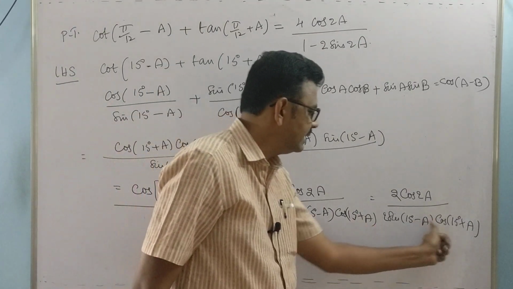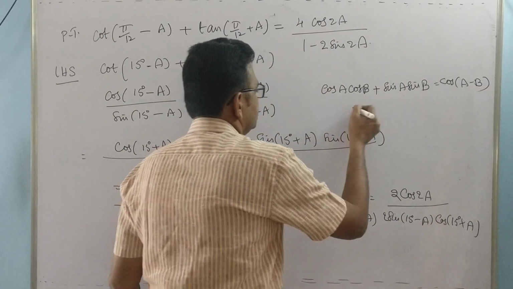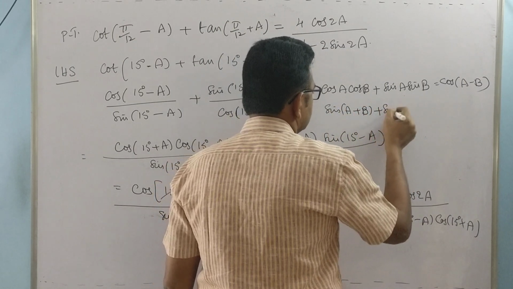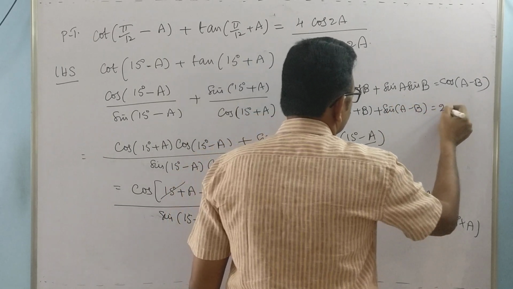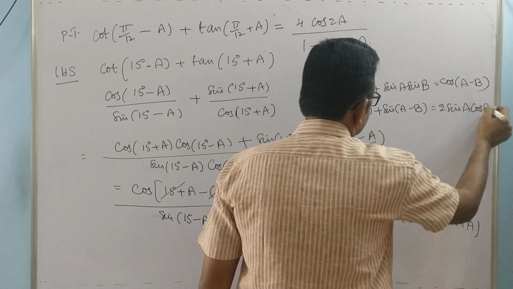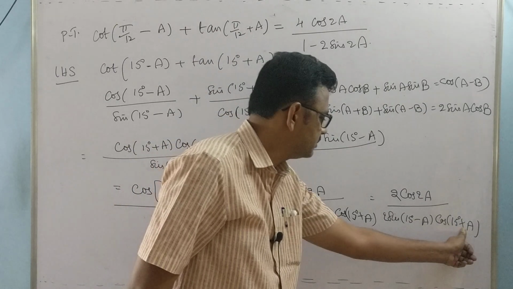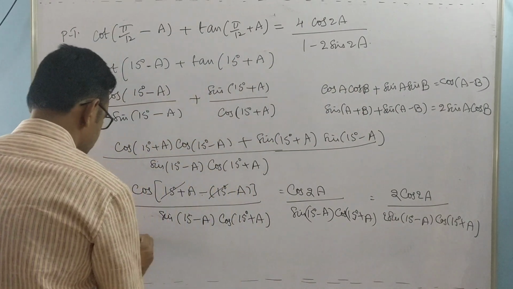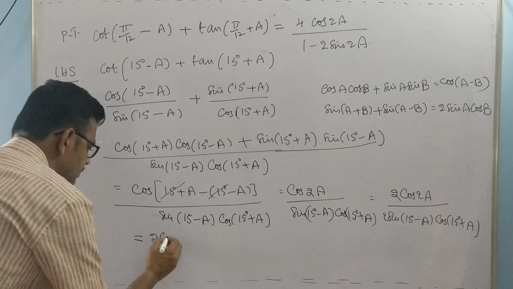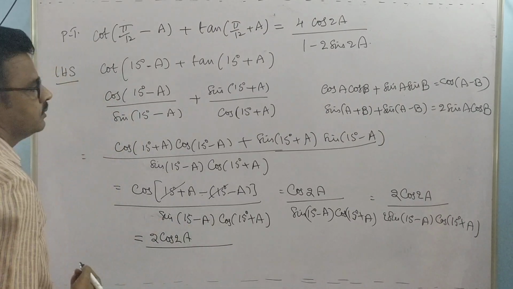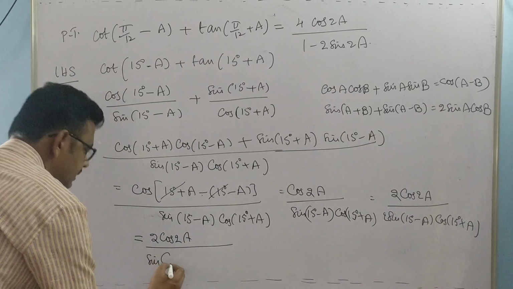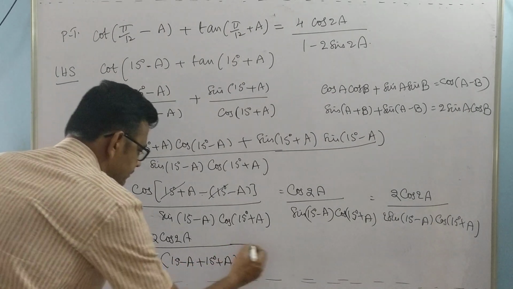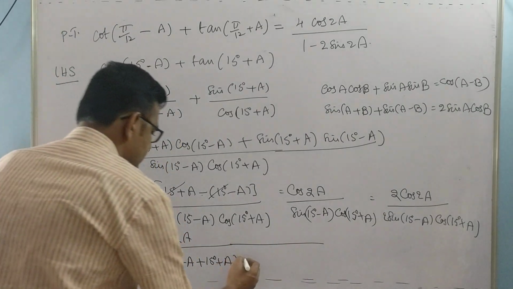Again, this is the 2 sin A cos B form. We have the formula 2 sin A cos B is equal to sin of A plus B plus sin of A minus B. So we can write 2 cos 2A by sin of A plus B plus sin of A minus B, where for A plus B we have 15 degrees minus A plus 15 degrees plus A.